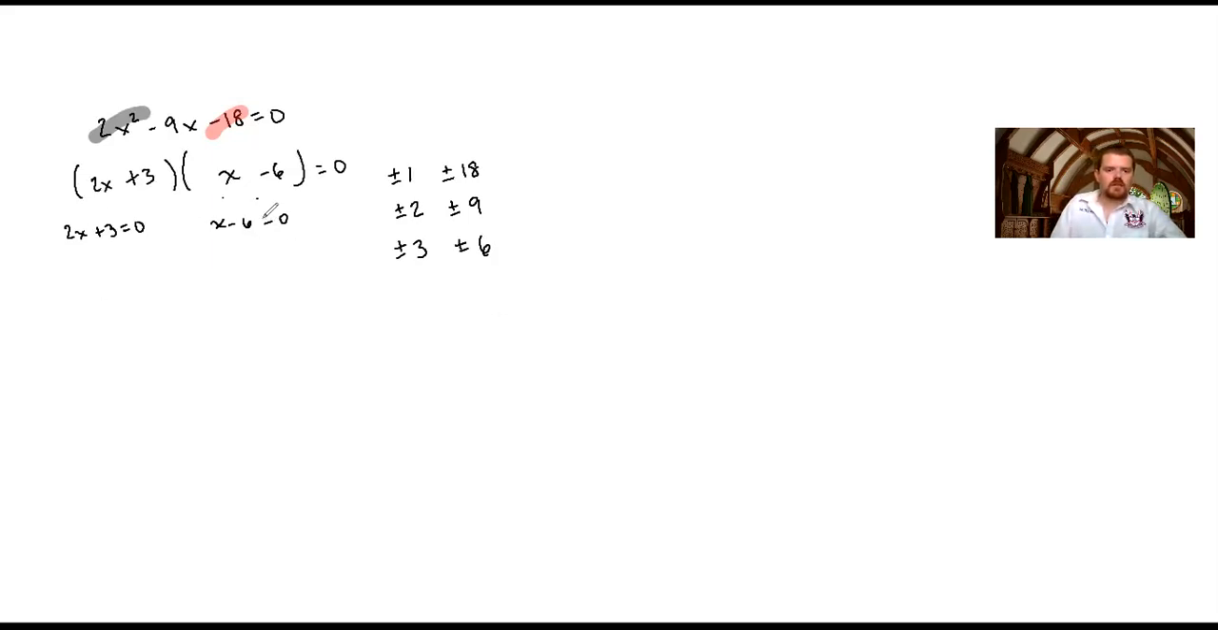So on the right, I simply add 6 on both sides to get x equals 6. On the left, I'm going to subtract 3 on both sides, and then divide by 2.